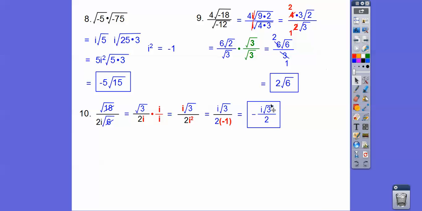Then pull that negative out in front. Never leave the negative in the denominator. Your teacher will always take points off. I will if you're in my class, you guys. It's tacky to leave a negative in the denominator, so just float it out in front of the fraction. So we get negative i root 3 over 2.